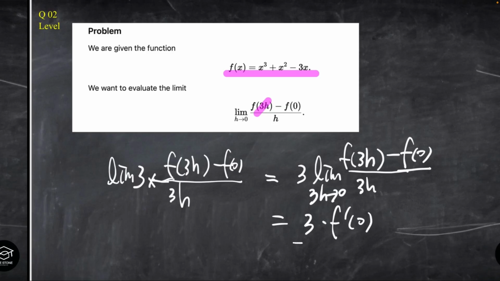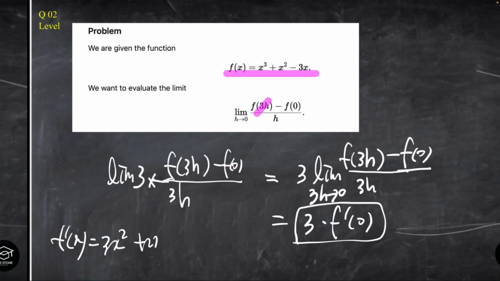Now let's compute the derivative of f. The derivative of x cubed is 3x squared. The derivative of x squared is 2x. And the derivative of negative 3x is negative 3. So the derivative is f prime of x equals 3x squared plus 2x minus 3.